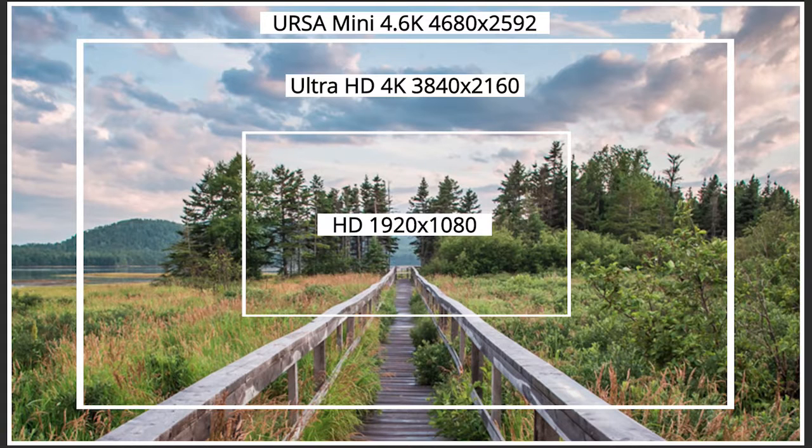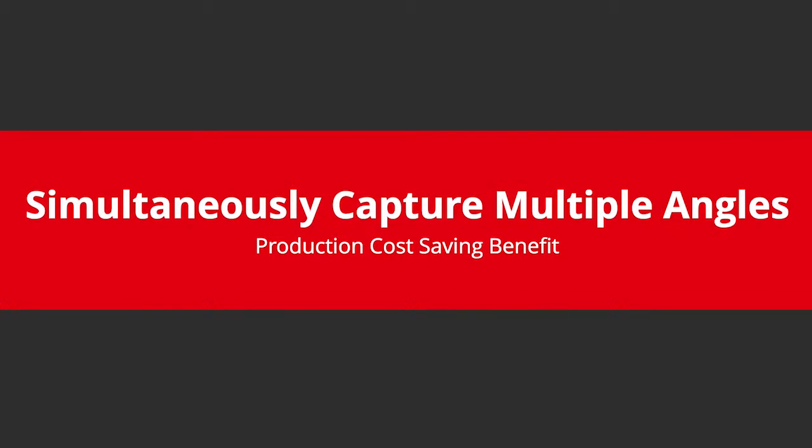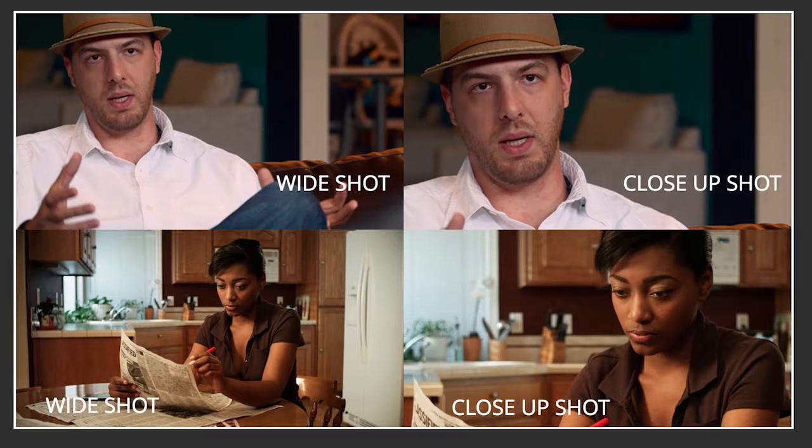But that's not the only benefit. I'm going to review a couple of production cost saving benefits from shooting with 4K. The first being that you can actually simultaneously capture multiple video angles with 4K. What I mean by this is you can set up and capture a wide shot, as you see on the left side here. And then in post-production, you can actually zoom in on that footage in order to create a close-up or a medium shot.